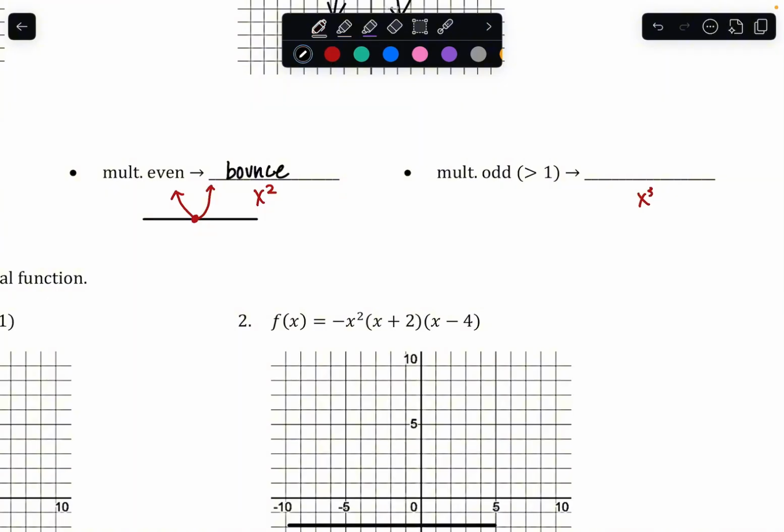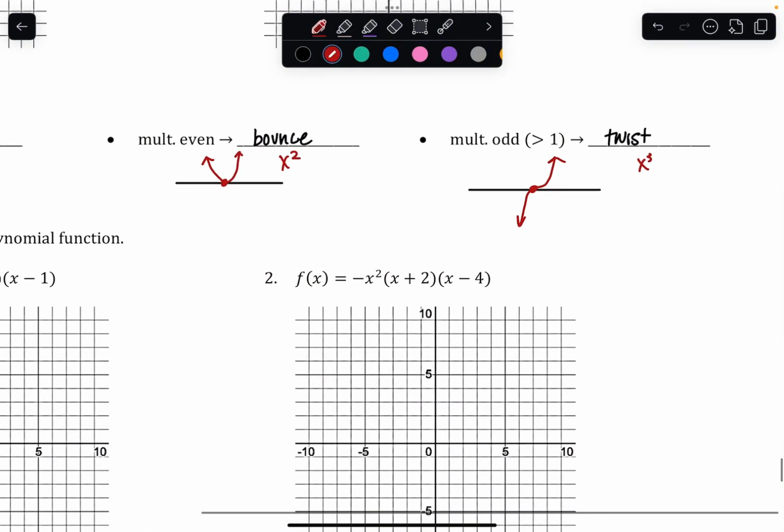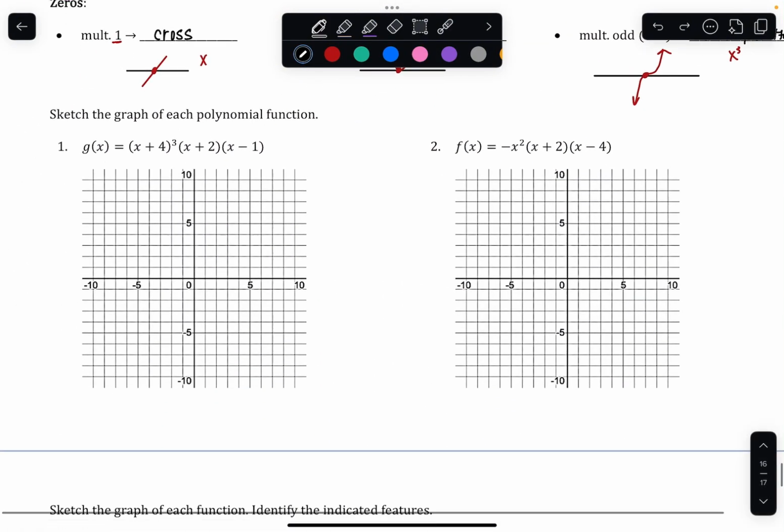If you have a multiplicity that's bigger than 1, it's going to twist. And so it is going to kind of look like that cubic inflection point. Here's your zero. It's going to have a change in concavity. Okay, so it's going to twist. Some people call that flatten, because it's going from concave down to concave up, or vice versa.